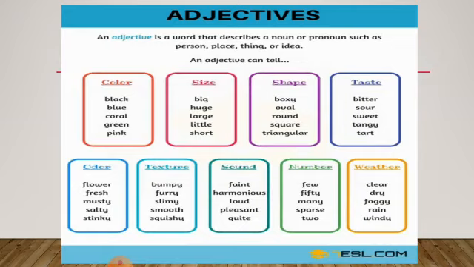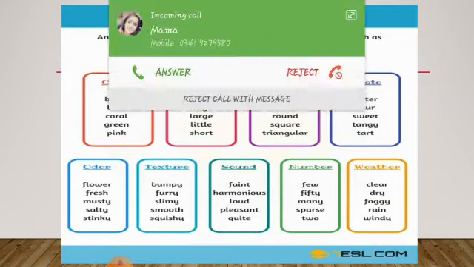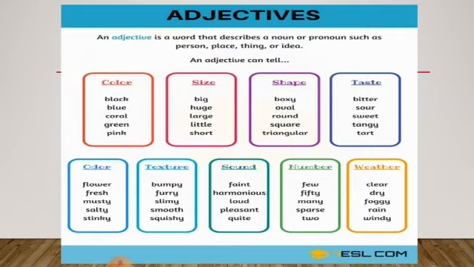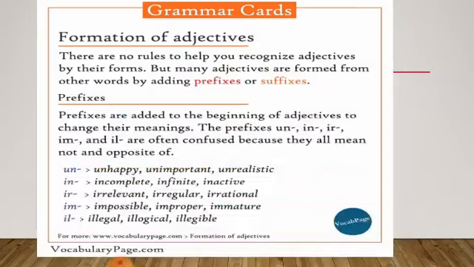Adjectives. An adjective is a word that describes a noun or pronoun such as person, place, thing, or idea. An adjective can tell color, size, shape, taste, odor, texture, sound, number, weather. As I have told you, an adjective describes a noun.